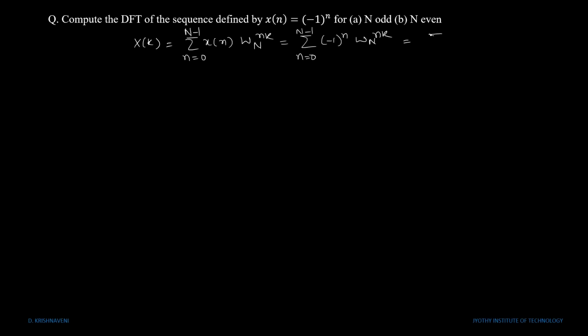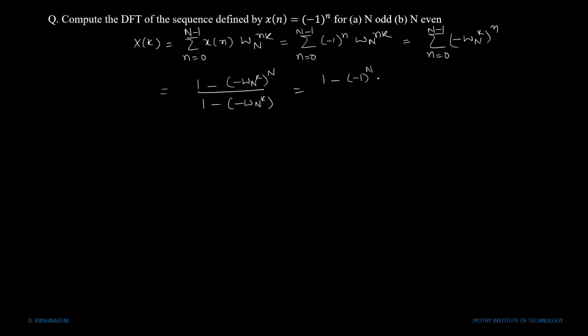I'll take n common here. So we'll get summation 0 to n minus 1 of minus wn to the power of k whole to the power of n. Now this is in the form summation n is equal to 0 to L of a to the power of n. So you will get 1 minus a to the power of upper limit plus 1 by 1 minus a. So we can expand this as 1 minus wn to the power of k is minus 1 into wn to the power of k whole to the power of n.